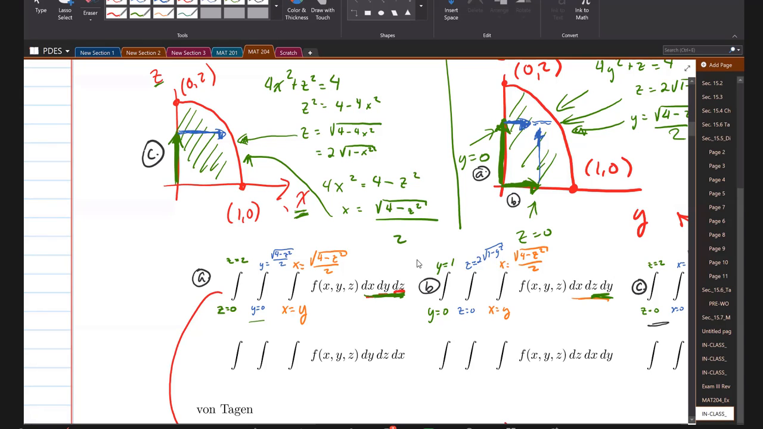So in fact, let's go ahead and do D. We're going to do D a little bit faster now. For part D, notice I'm still in the XZ plane. So for D, I'm going to go out the X direction. X is free to range anywhere between X equals 0 and X equals 1. Then I'm going to go up in the Z direction, and those Z values are free to range anywhere from Z equals 0 until I hit the curve, and that's the curve Z equals 2 square root of 1 minus X squared.